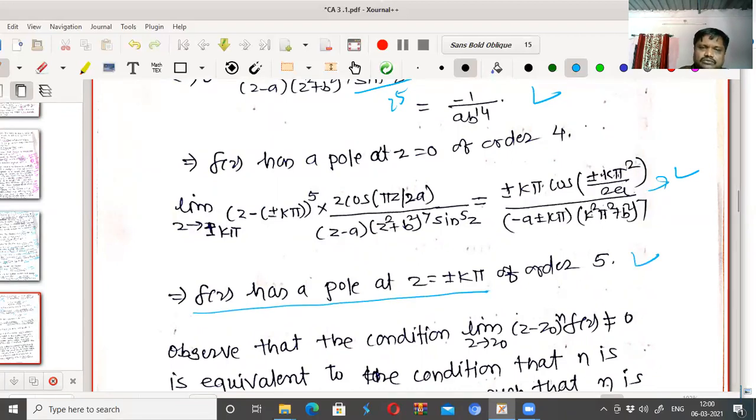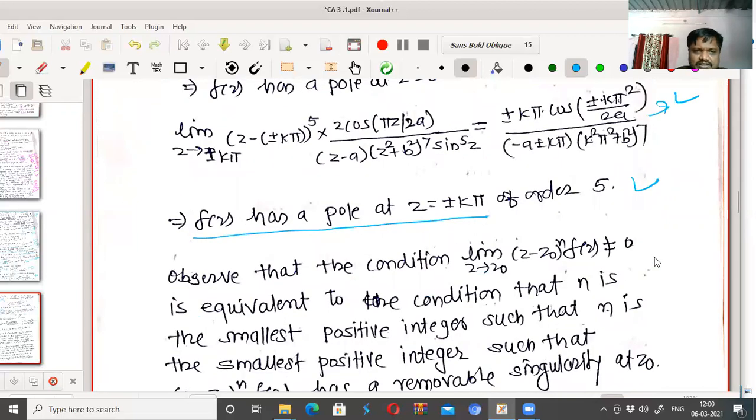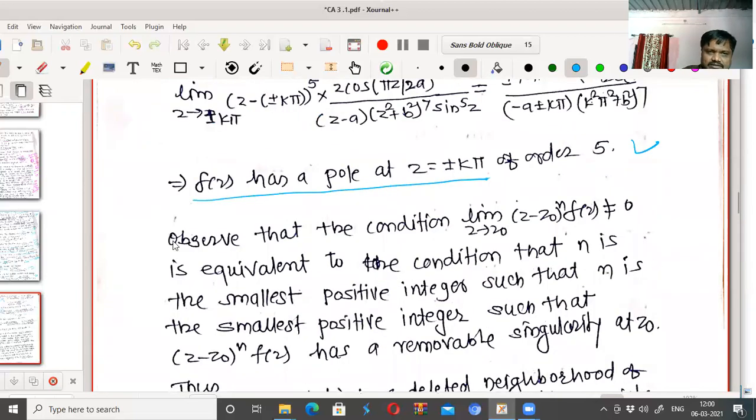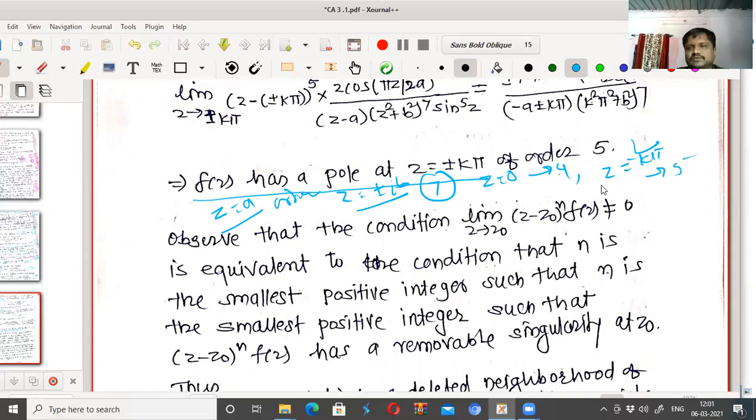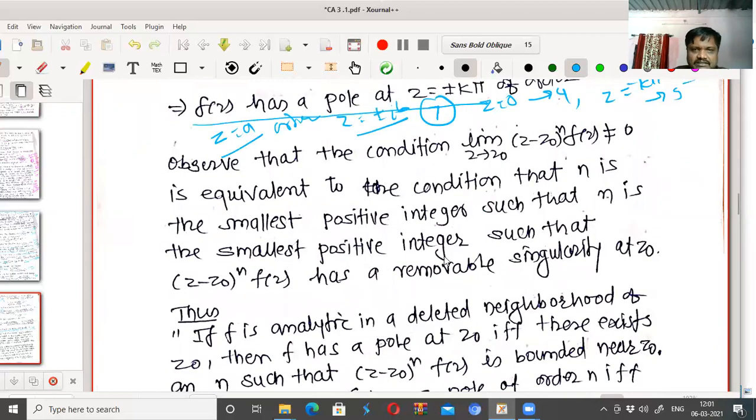of order 5. So in above example, we say that z equal to a is a pole of order 1, z equal to plus or minus ib is a pole of order 7, z equal to 0 is a pole of order 4, and z equal to plus or minus k pi is a pole of order 5. Okay, that is the case.